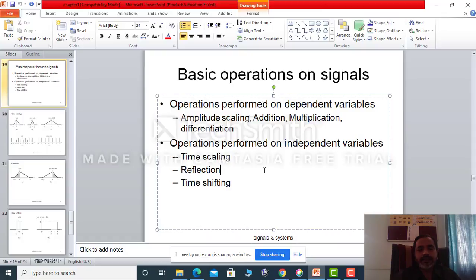As the name suggests, time scaling is nothing but the signal is either compressed or decompressed on time axis.